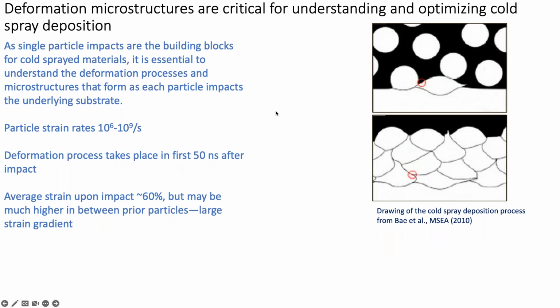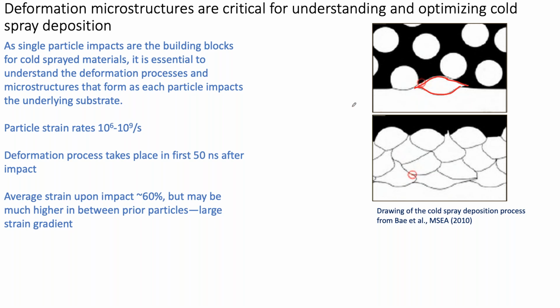Okay, so let's talk a little bit about what's going on. Here's a nice cartoon by Bae's group in South Korea, where they're showing multiple particles hitting the substrate. There may be some level of embedment that takes place during this process. So when a particle hits, it may in fact partially indent or embed itself in there. It also flattens out. We're going to talk about the flattening ratio in a few slides. Okay, and then of course you basically build up the deposited material one particle at a time.